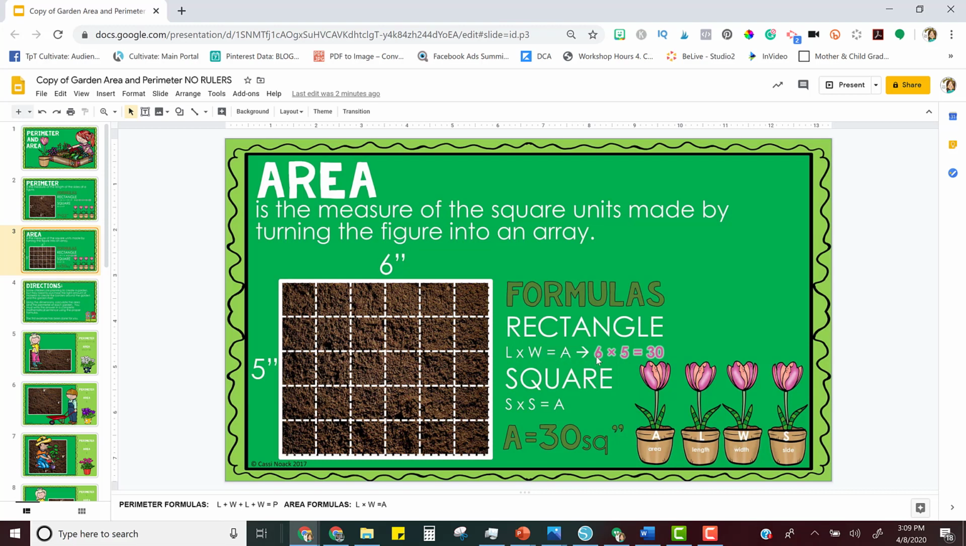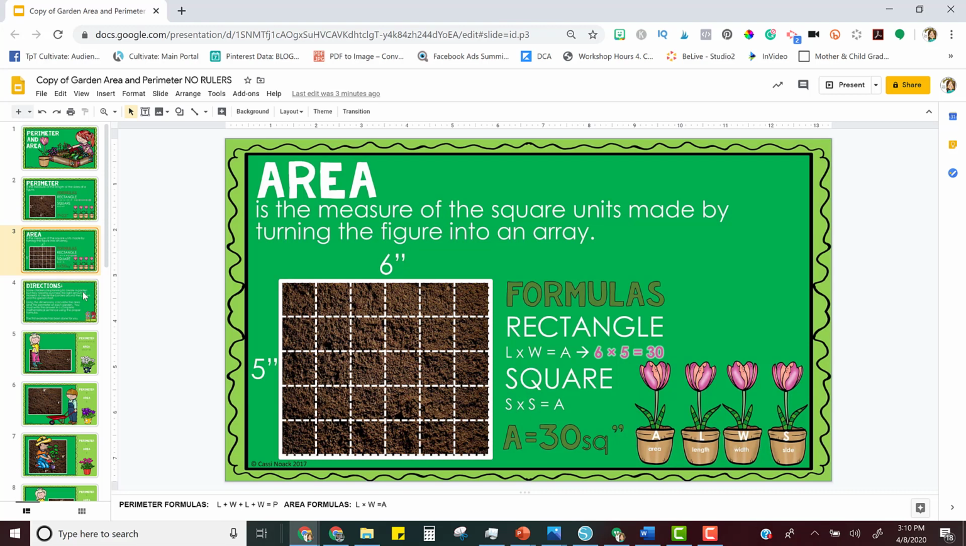So again, we can just fill in the blanks with the numbers from our problem to help us solve it and find the area. So where the length goes, we write a 6. Where the width goes, we write a 5. And 6 times 5 is 30. Now, if this was a square, all we would have to do is multiply the side by the side. It's the same thing because the side is the length and the side is the width.